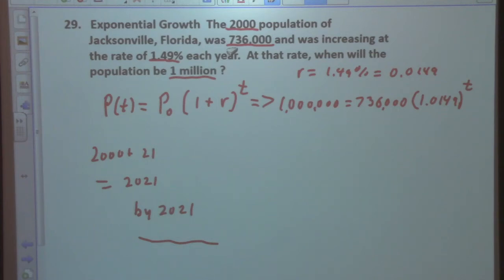Caleb. Adam's on his phone. Well, how are you? He's using a calculator. All right.